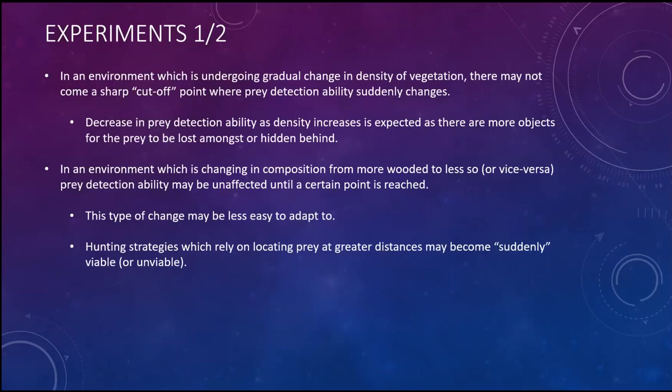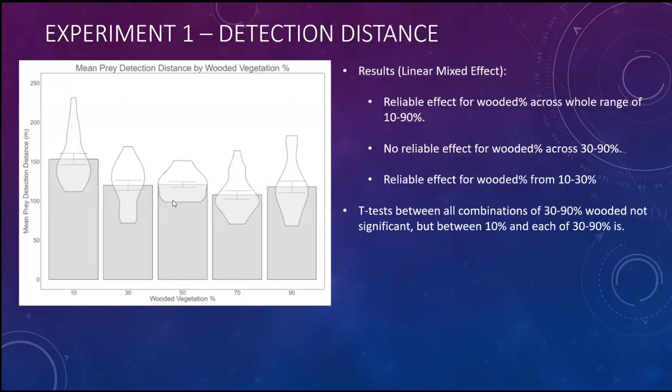What it would mean is that it might be easier to adapt to that kind of change. Hunting strategies that have always worked may be able to carry on being used for a while. Decreasing prey detection ability as density increases is expected as there's more objects. But interestingly, with experiment 2, in an environment which is changing in composition from more wooded to less wooded, your ability to locate prey at a given distance may not be affected until a certain point in that transition is reached, and then things might change quite quickly in the course of a much shorter period of time.